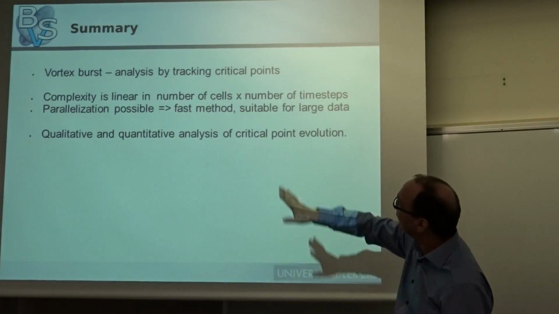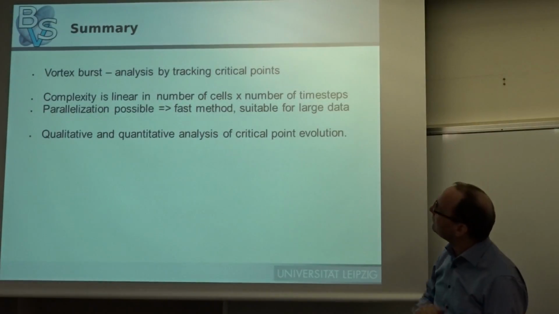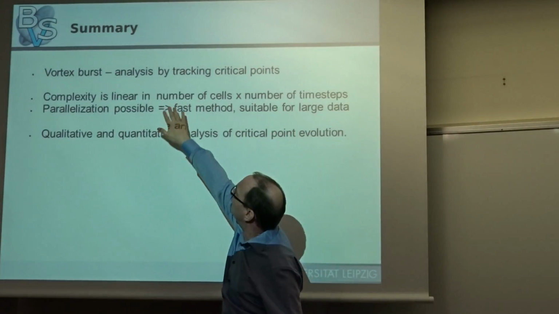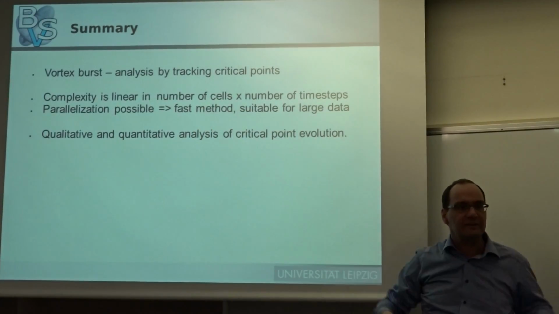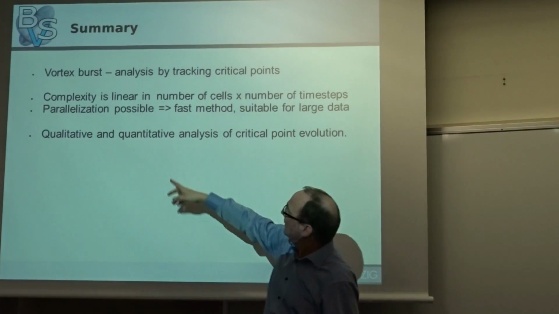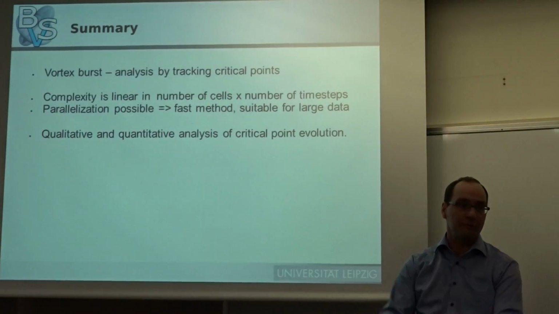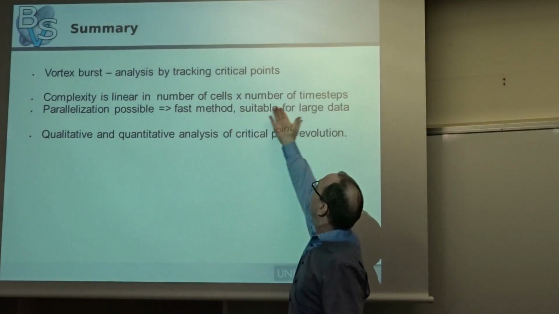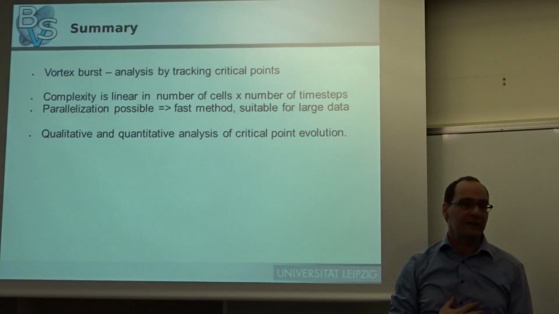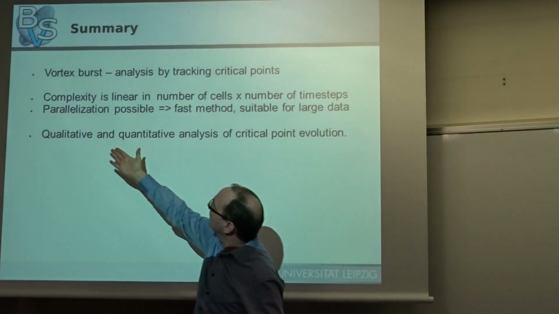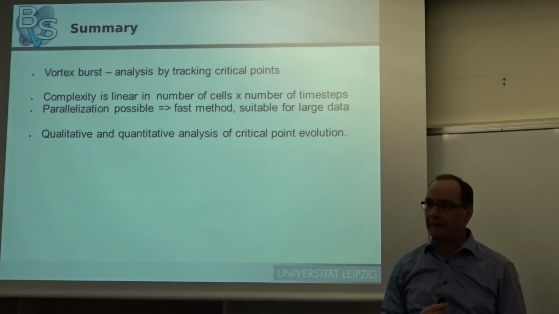So we see that vortex burst analysis can be done by tracking critical points. The complexity for the computer scientist is linear in the number of cells and number of time steps, because for each cell it's a simple problem to find that zero. It's obviously a parallel problem if I do something in all cells and all time steps without many connections. So that's fast and suitable for large data. You cannot be much faster than linear anyway in your data. And you have a qualitative and quantitative analysis of critical point evolution.